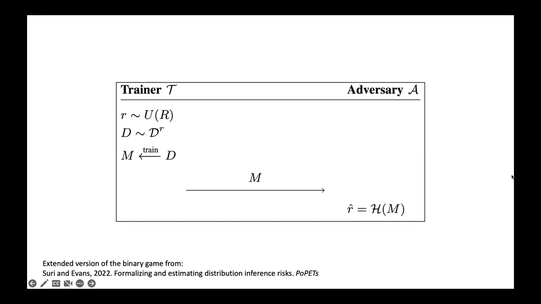To formally reason about the problem, we formalized this as a cryptographic game between the trainer on one hand and the adversary on the other hand. We have a set of distribution properties R, and in the first step, the trainer samples one of these properties from the uniform distribution of all properties. This then gives the trainer a training distribution D_R, from which it samples a training data set D, and uses this to train a model M. M is then handed over to the adversary, and the adversary tries to use its access to M to infer the distributional property R. This is a slightly extended version of a game by Suri and Evans, who will present their paper right after me.